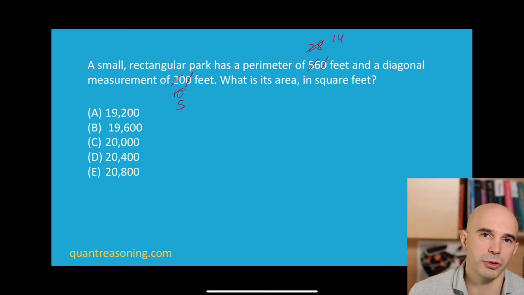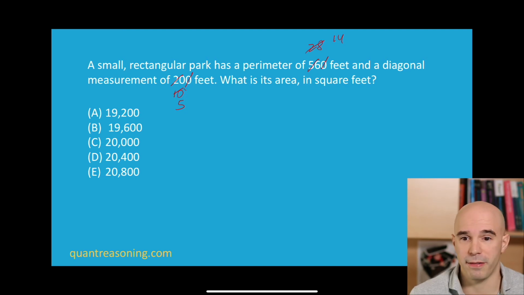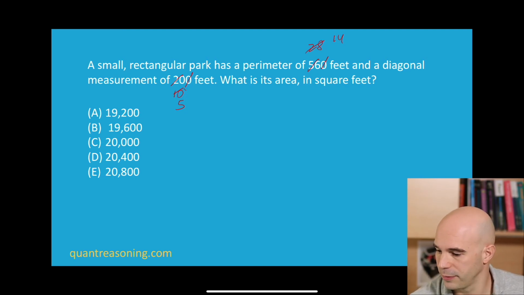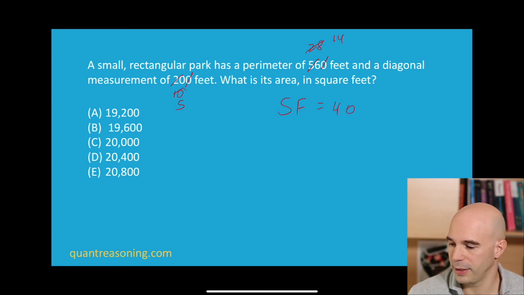Now I just want to keep track of the factors that I took out. So what was it again? It was a 10, a 2, and a 2. So that's 40. We scaled down by a factor of 40. I'll just write SF for scale factor is 40. And now our perimeter is 14, and our diagonal is 5.